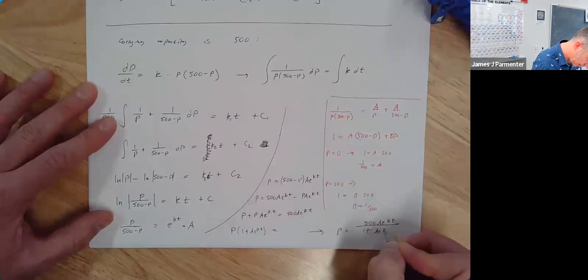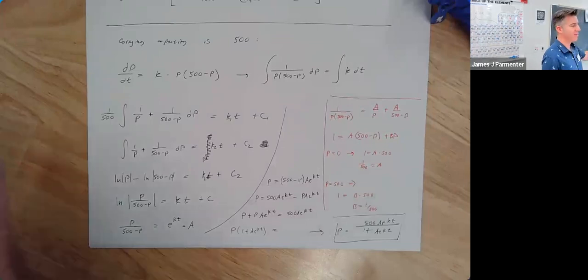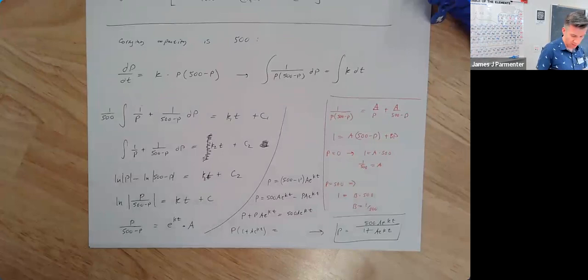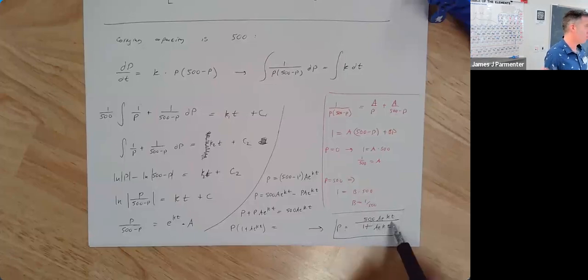In general, when you're solving this, there are like three different ways of writing it. I like this way because I can just remember my formula is always going to be P equals the carrying capacity times A e to the kt over 1 plus A e to the kt.